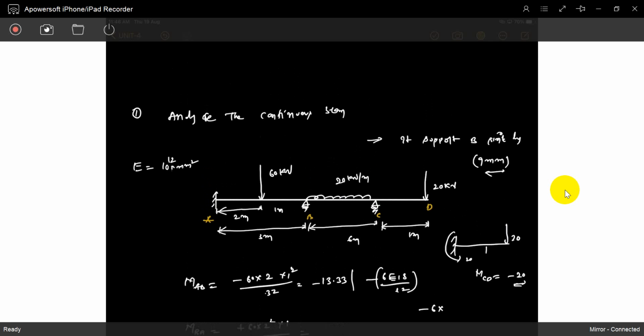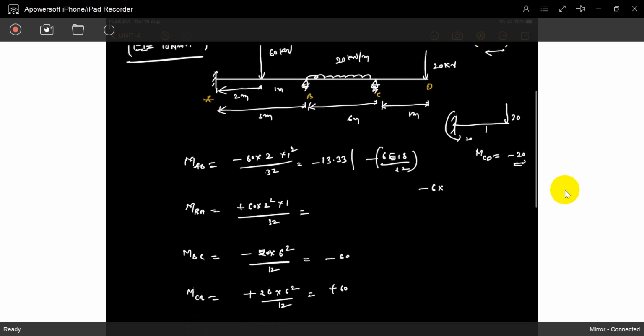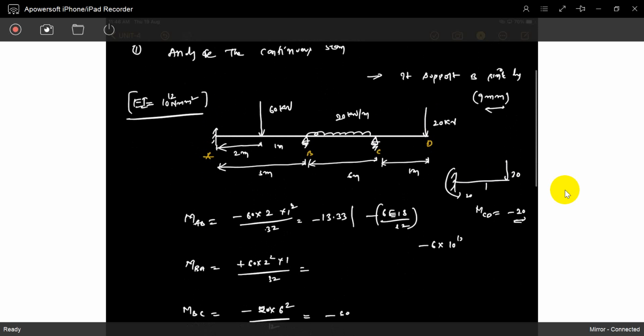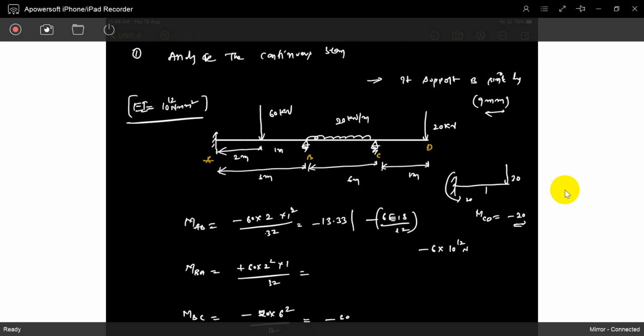Newton mm squared. Sorry, that's not EI directly. Okay, EI is 10 to the power of 12 Newton mm squared. He gave it. So take 10 to the power of 12 Newton mm squared. This is in mm squared, so you have to convert it into meter squared because every length is in meters. So 10 power minus 3 whole squared, so minus 10 power 6. So 6 will get out.